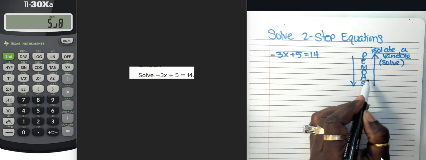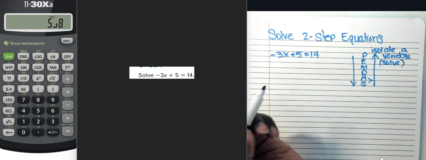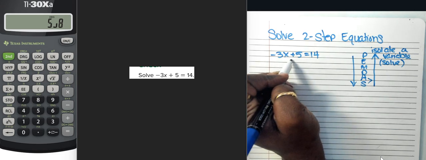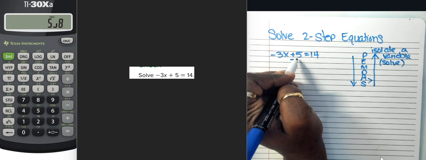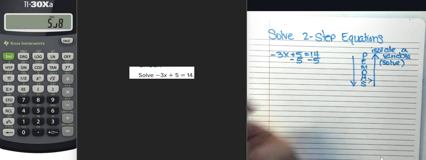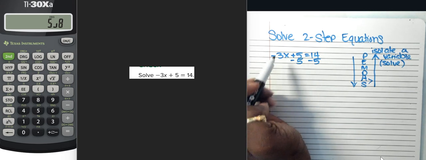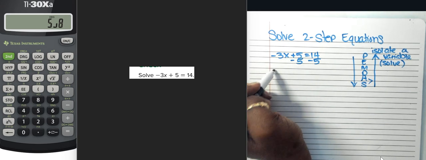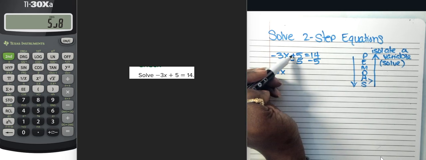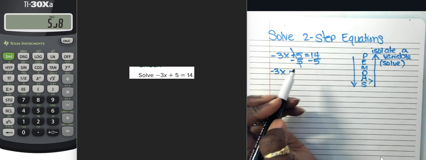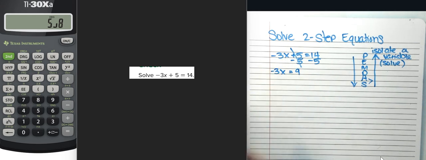Okay, so we're going to start off with addition and subtraction first. And so I see that we have a plus 5. So we're going to undo that. In addition and subtraction, you want it to become 0 on one side of your equation or inequality. So what we end up with is going to be negative 3x. Okay, 5 minus 5 becomes 0, and then we are left with 14 minus 5, which gives us 9.